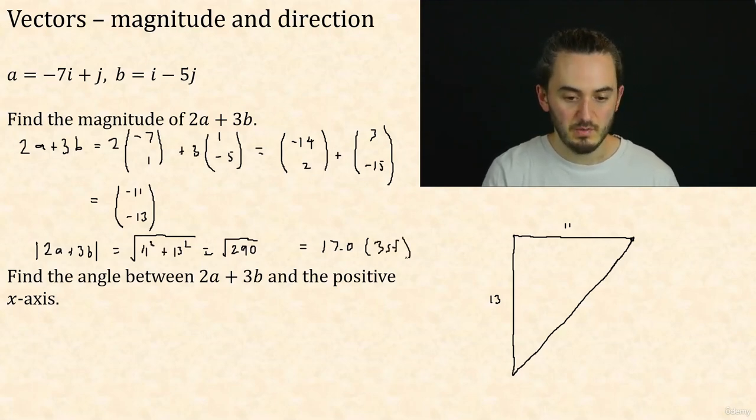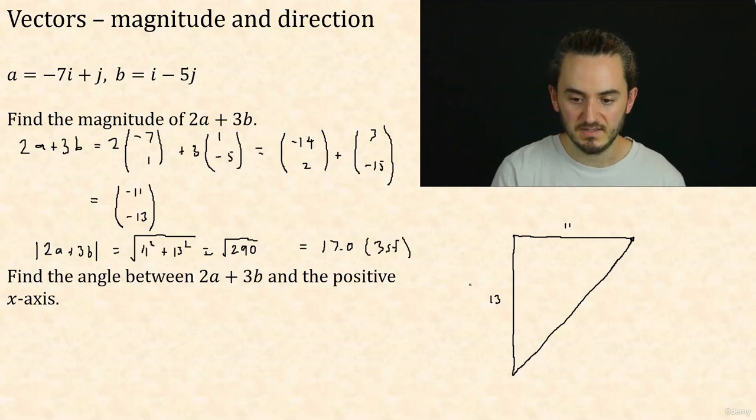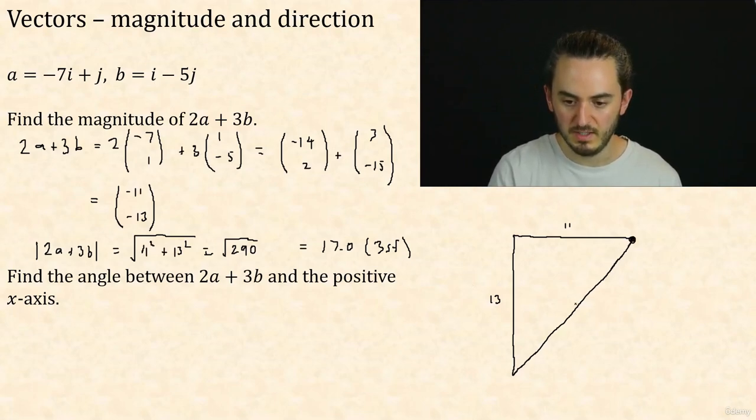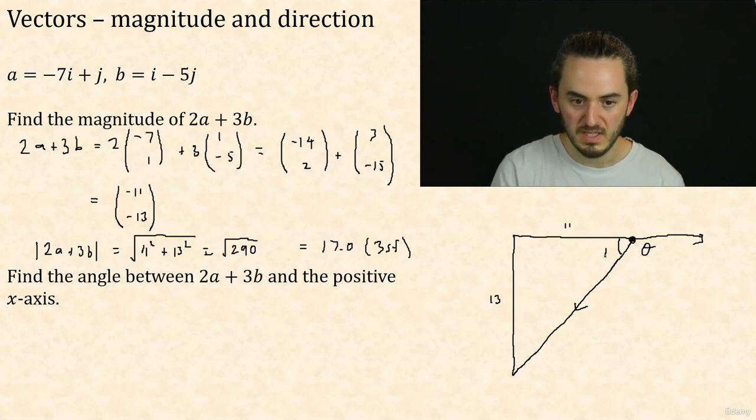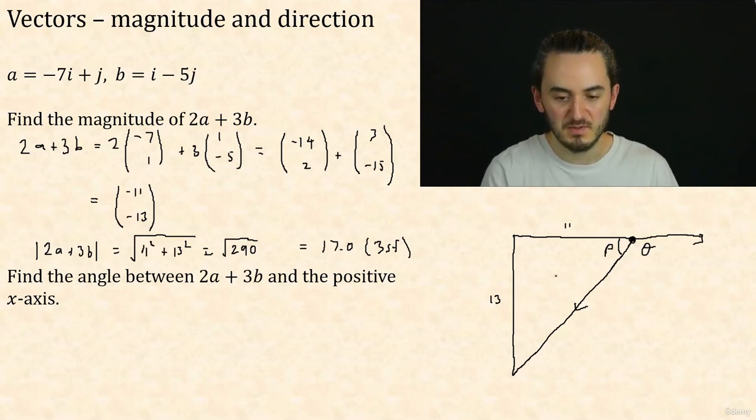Find the angle between 2a plus 3b and the positive x-axis. Okay, so this was the start of my vector, because it went along down, it went this way. The positive x-axis, as you know, goes straight to the right. So it's saying find this angle here. Well, much easier is going to be to find this angle here, and then do 180 minus that. So let's call that angle, any letters we haven't used yet, let's call that angle P. There we go. I don't think we've used P in this question.